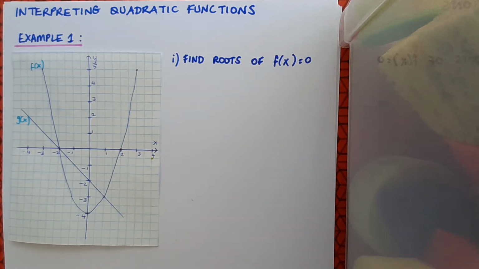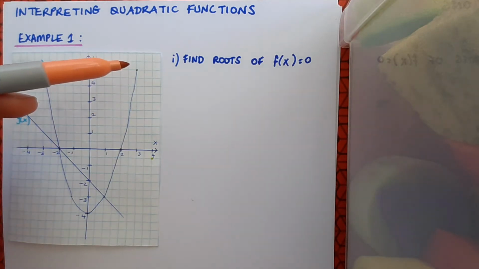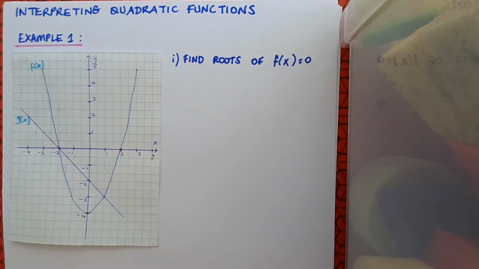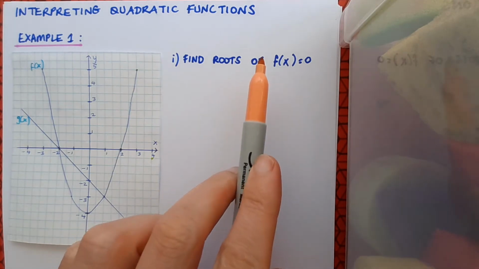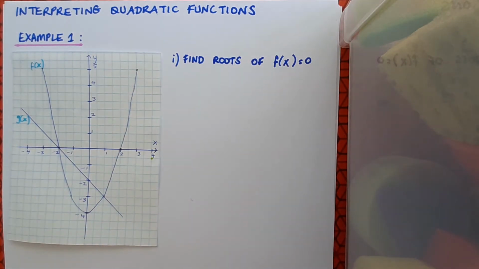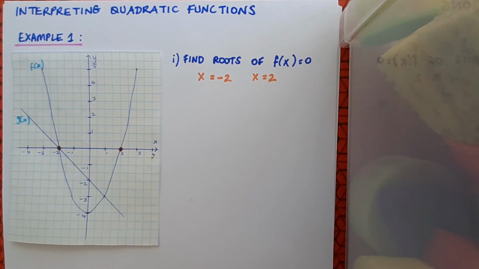First of all, I want to find the roots of f of x. So first of all, I need to identify f of x, which is my quadratic, and I want to figure out where it goes through the x-axis. Now notice I've seen the roots where f of x equals 0, so they definitely mean the x-axis in this case. I can see quite clearly the solutions here are x equals minus 2 and x equals 2. Okay, part 1 is finished.